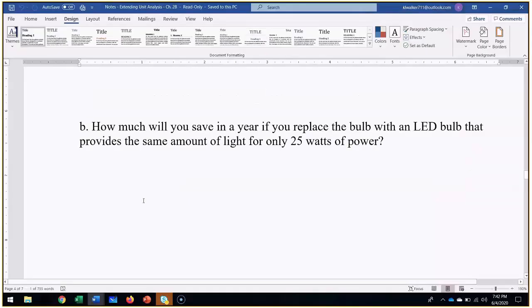Okay. So they want to know then, how much would you save in a year if you replace this bulb with an LED bulb that provides the same amount of light, but it only runs on 25 watts of power? This is a real life situation that if you haven't considered it yet, after I show you what the savings is, you might want to go out and buy yourself some LED bulbs. So excited to grow up. Yay for adulting.